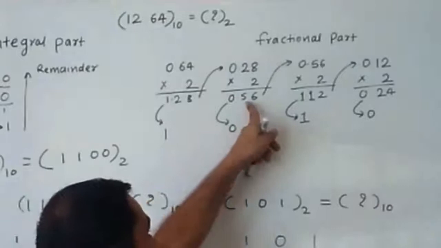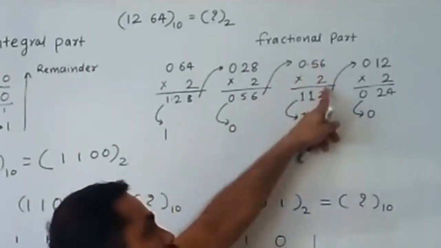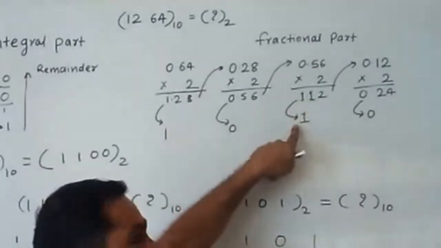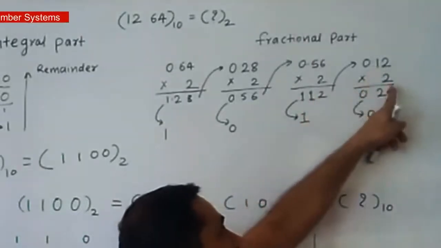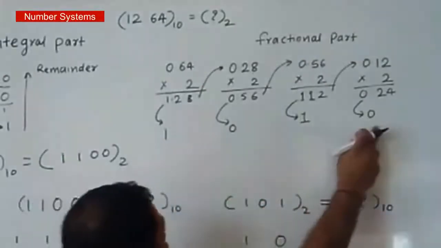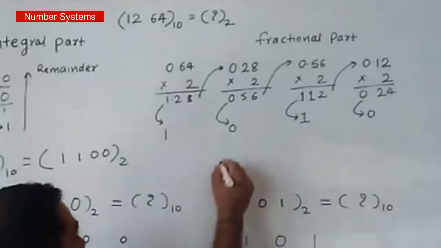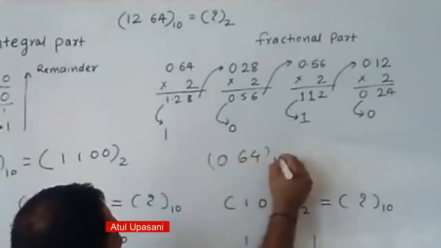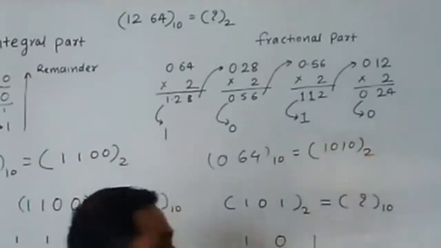After this again the fraction is 0.56. It has to be multiplied by 2. The multiplication is 1.12. Here again the integer is noted. Again taking 0.12 as a fraction, again multiplied by 2, so 0 will be the integer. So here 1010 is the integer sequence in the fractional part. So this 0.64 in decimal is equivalent to 1010 in binary.